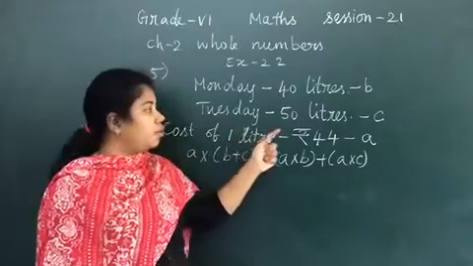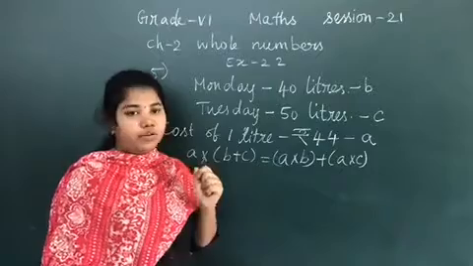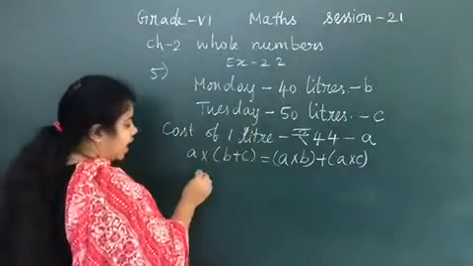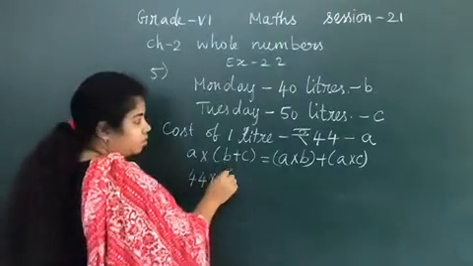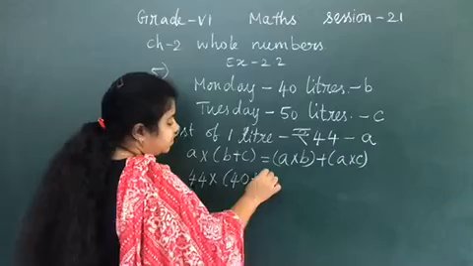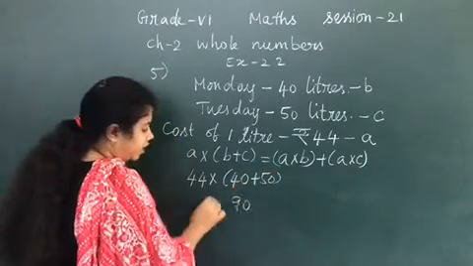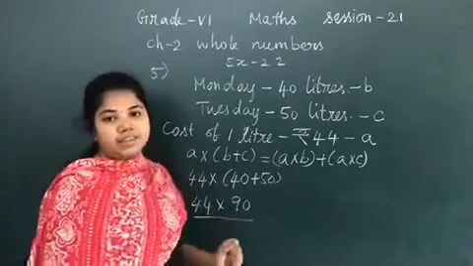Myself, what I am going to do is add these two and multiply with 44. That is A into B plus C. Let us do it. Now what is A? 44, into what is B? 40, plus what is C? 50. So 40 plus 50 is 90. So 44 into 90 is my answer.